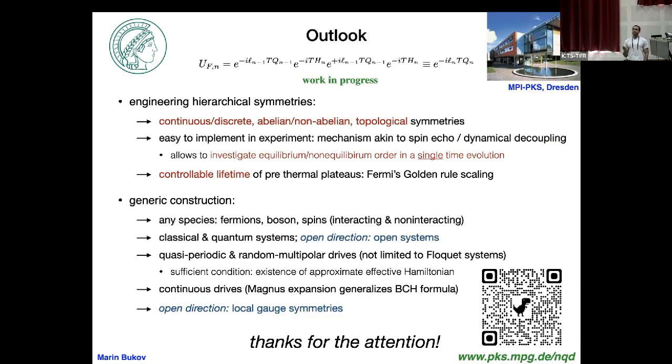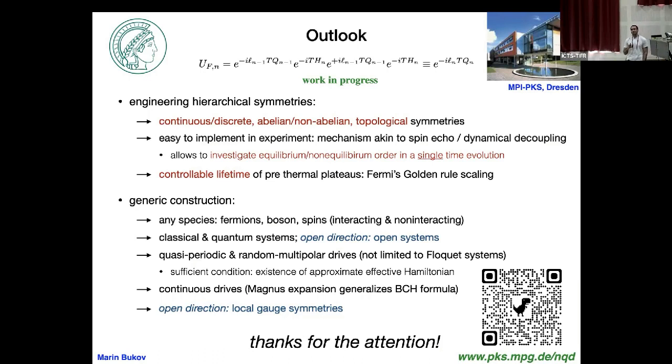As I mentioned, the construction is fairly general. So if you go back to this little derivation that I started from, it applies to any species. It doesn't matter if it's fermions, bosons, spins, whether they're interacting or non-interacting, etc. I showed you examples for quantum systems, but of course it also applies to classical systems. And it will be interesting to see whether there's also a generalization to open systems in one sort or another.